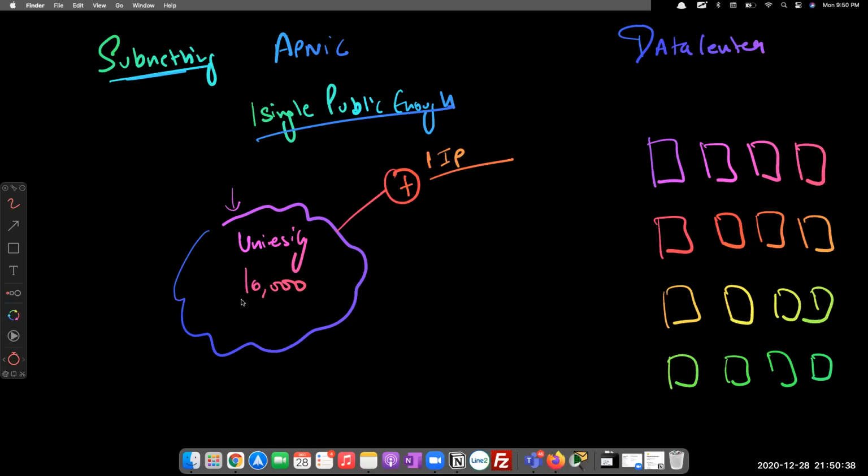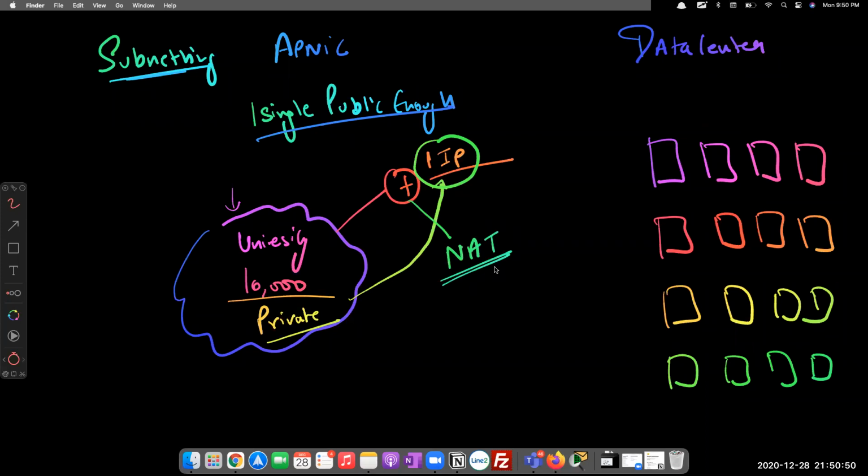How? Because these 10,000 computers will get private IPs, and all these private IPs are going to convert into one single IP, with the help of a concept known as NAT, Network Address Translation.